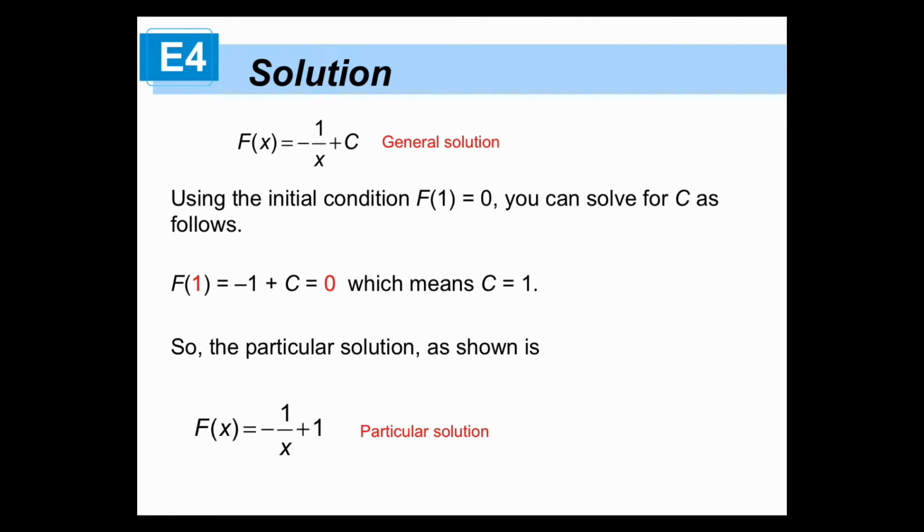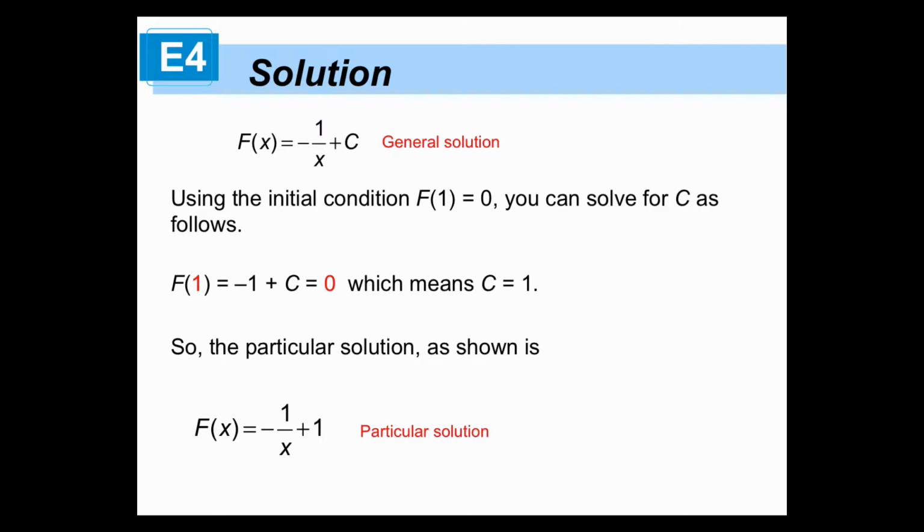Again, we go from a family of solutions to a particular solution based on that given information, or the initial conditions, I should say. If you don't have the initial conditions, you can't solve for a particular solution. You just get a general solution.